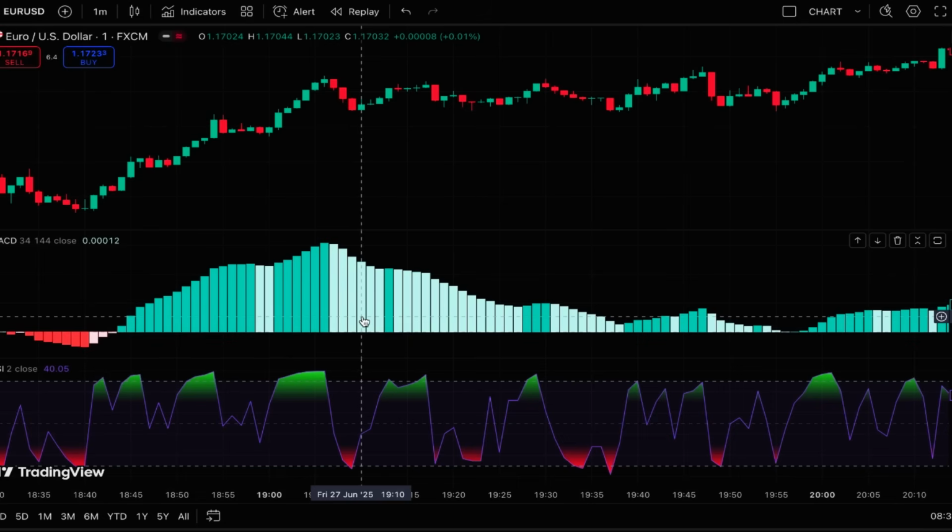If it is light green, like this case here, we wait one candle more. When the next candle is closed, if the bar is dark green, we enter a trade. In this case, you can see that it didn't happen, so we don't enter any trade here.